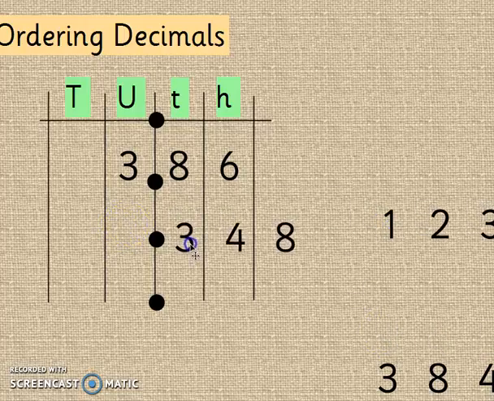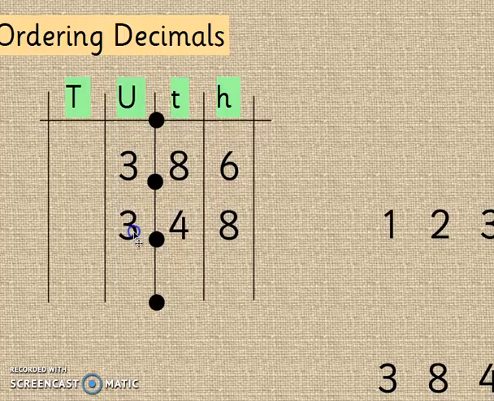If you were given a number that was quite similar, 3.86 and 3.48, if the column on the furthest left, so the units, is the same, you just jump to the next column and say which is the greater number here. Well, 8 is the greater number, so therefore I don't need to look any further. This number is greater than this number.